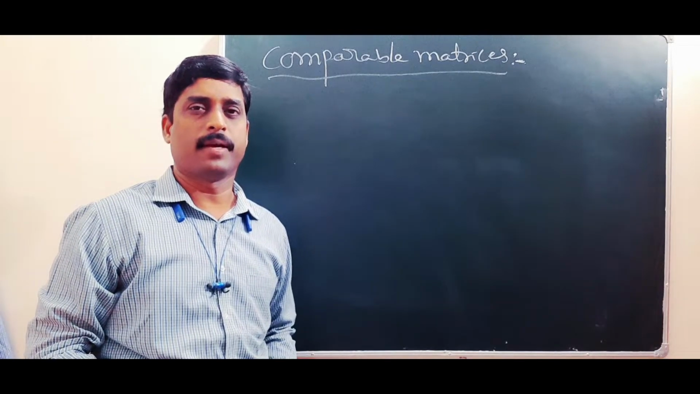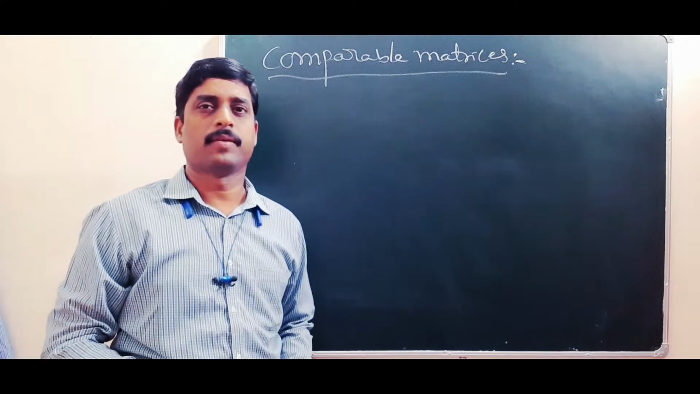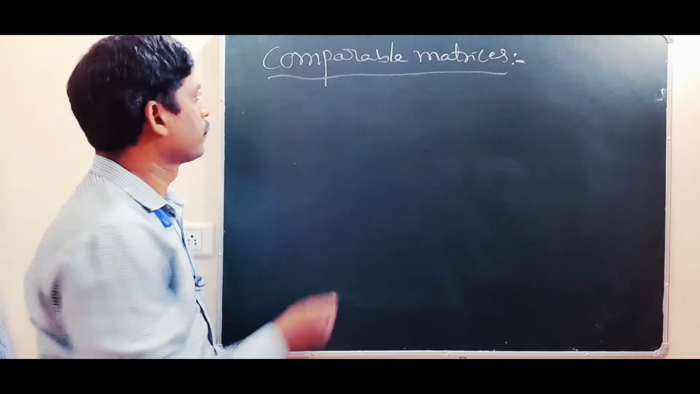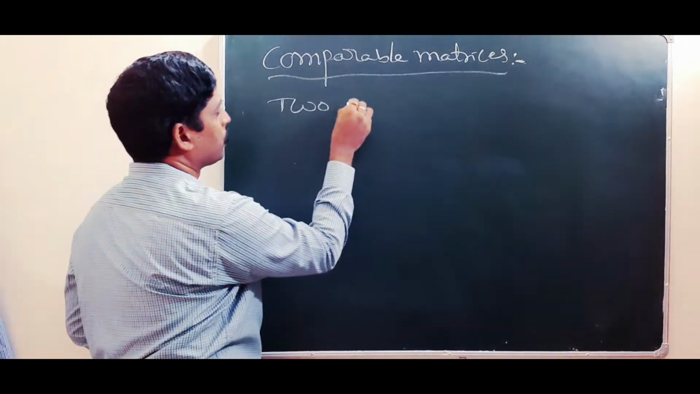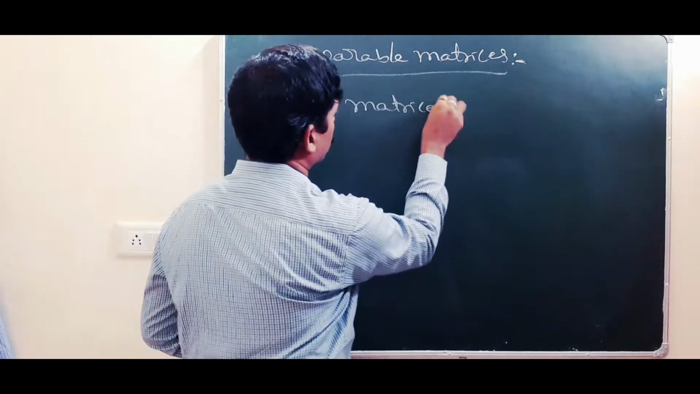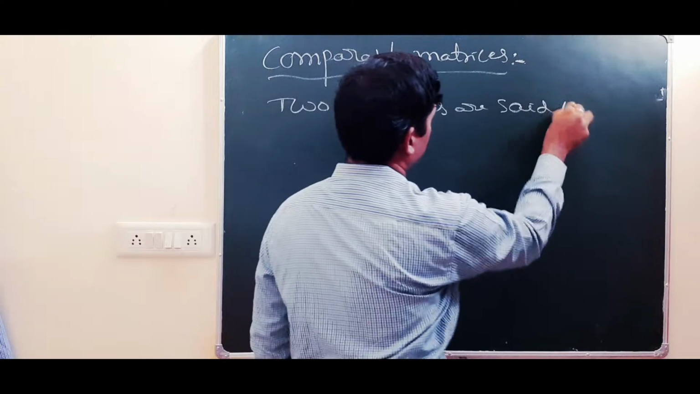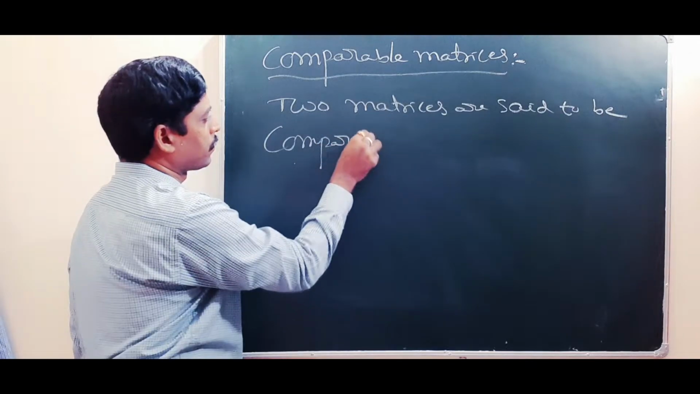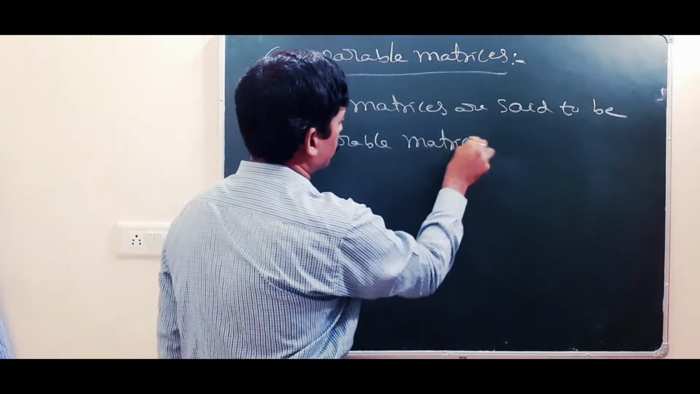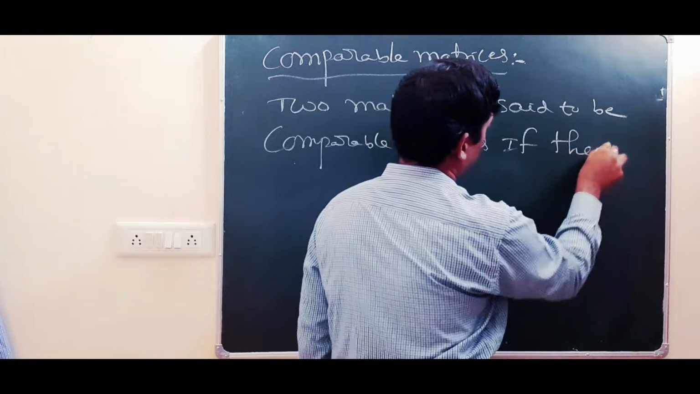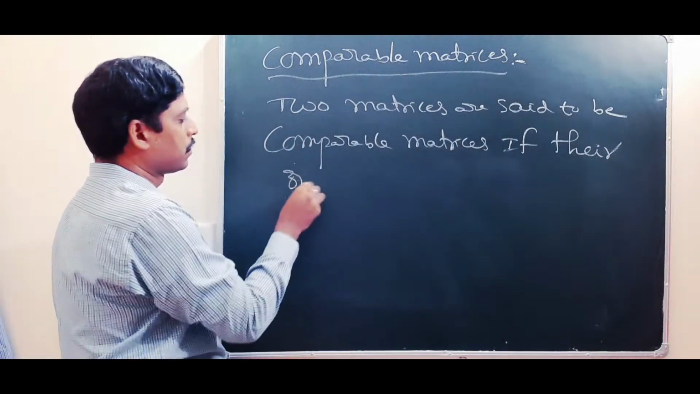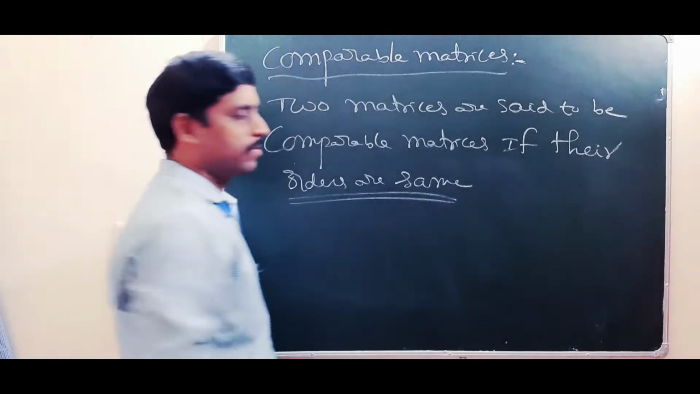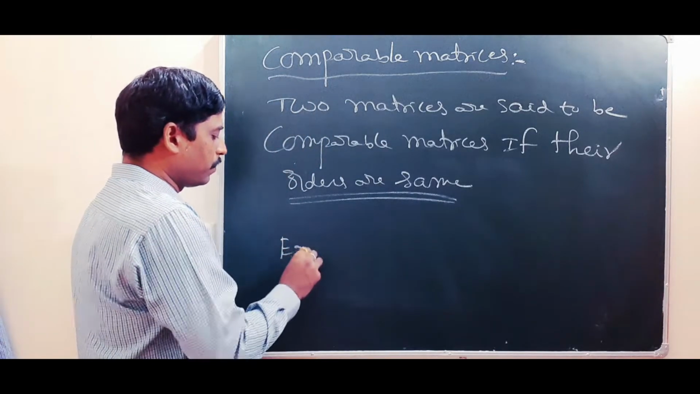Now explain comparable matrices. So what is comparable matrices? Two matrices are said to be comparable matrices if their orders are same. Okay, if their orders are same, I give one example.